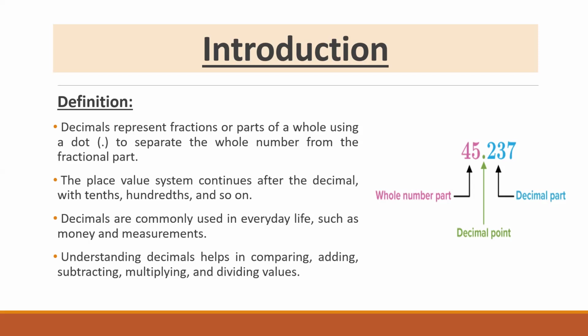So here, from the diagram shown over here, we can understand what a decimal is. A decimal is a combination of a whole number part and a decimal part, along with a dot, which is called a decimal point.